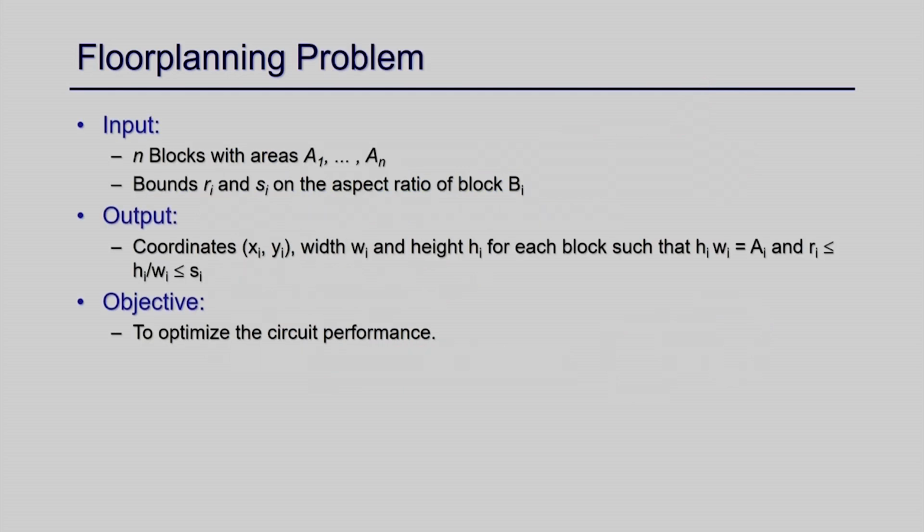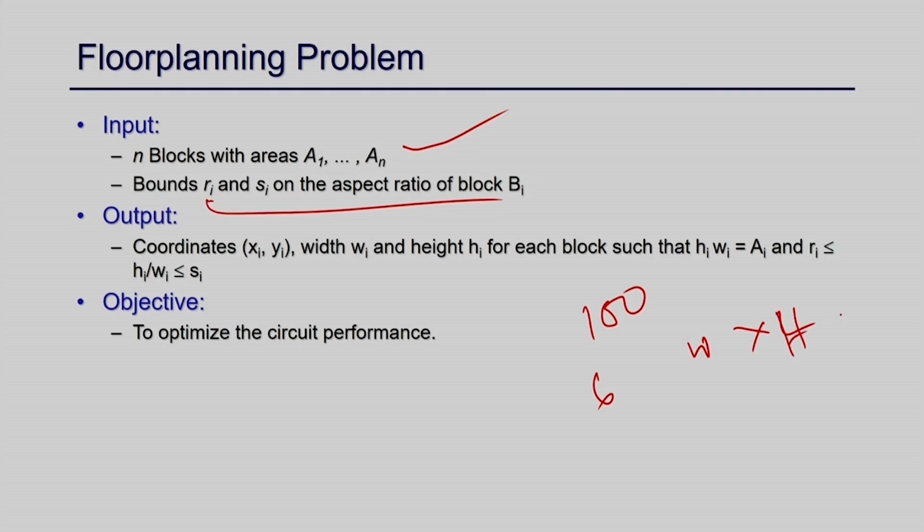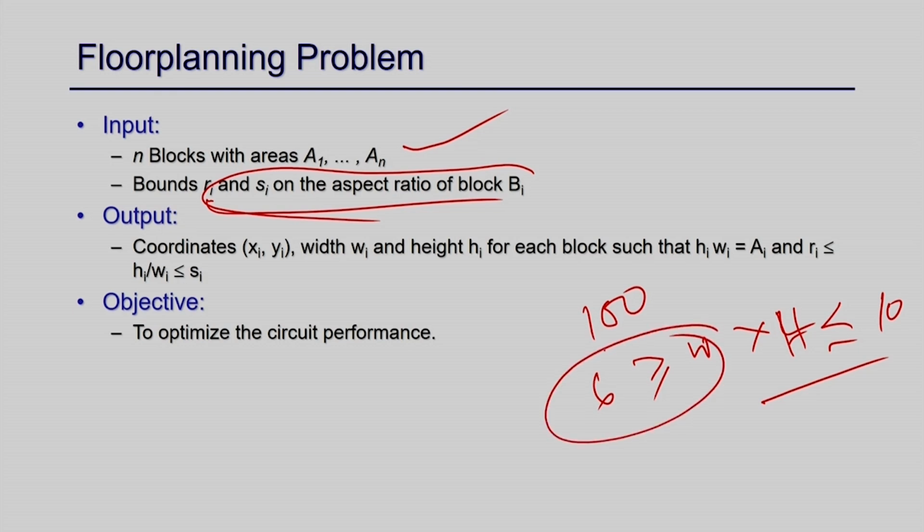If you define the problem, you have n blocks with given areas, I know only the area, and I also have some aspect ratio bound. For example, if the area is 10, the length may be at minimum 6. So you have to find the W and H, width and height. Your width should be greater than 6, or the height less than 10. If you are given this kind of constraint on the aspect ratio, you cannot take a very long or very short height or width. So you should have some minimum constraint on this aspect ratio.